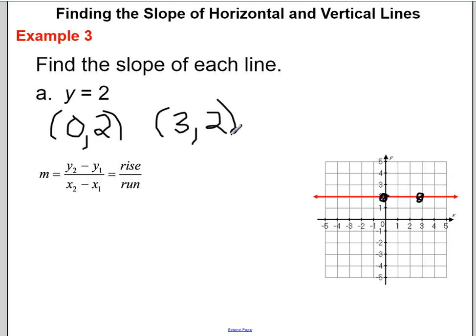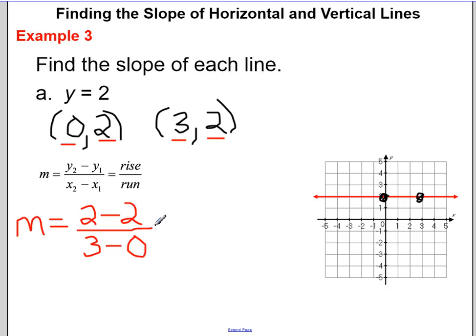To use the formula, we're going to take the y values, subtract them in the numerator, and the x values, subtract them in the denominator. So we get the slope is equal to y2, which is 2, minus y sub 1, which is 2, divided by x sub 2, 3, minus x sub 1, 0. And in the numerator, you get 0 over 3, and that simplifies to just 0.